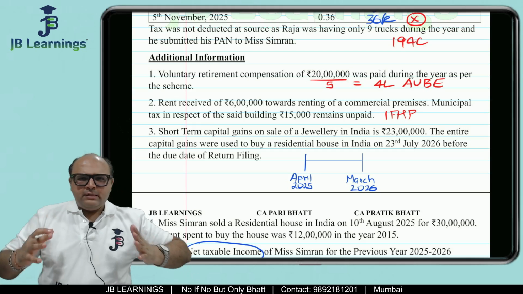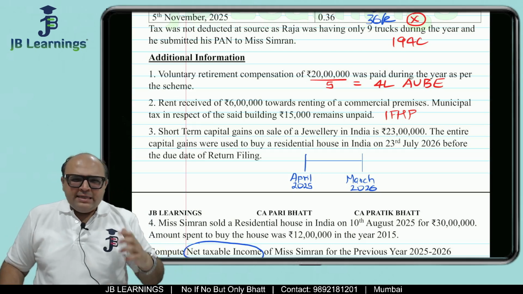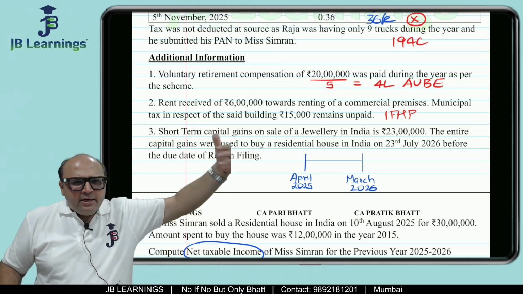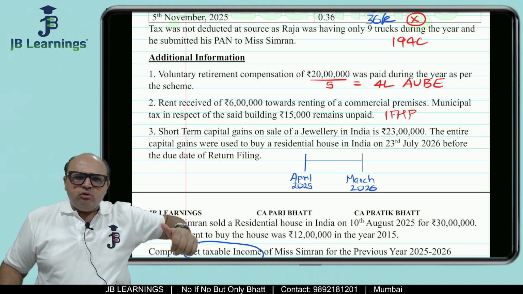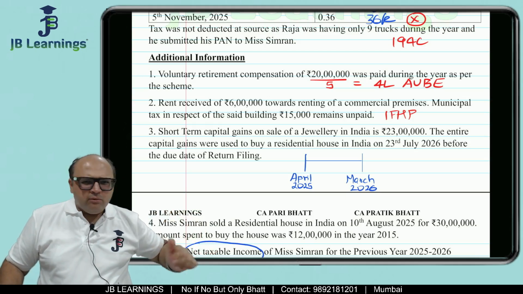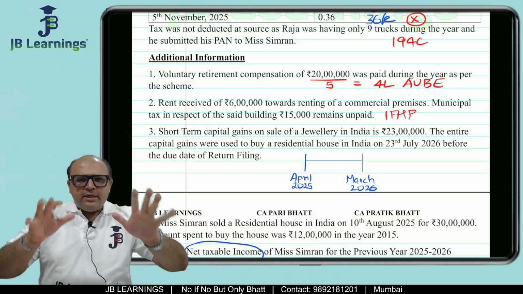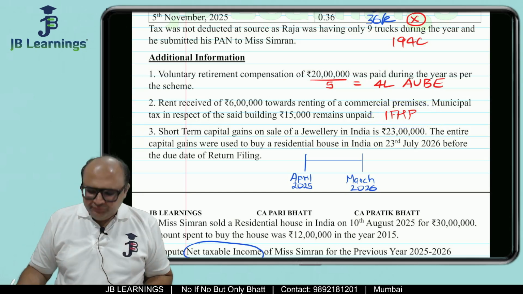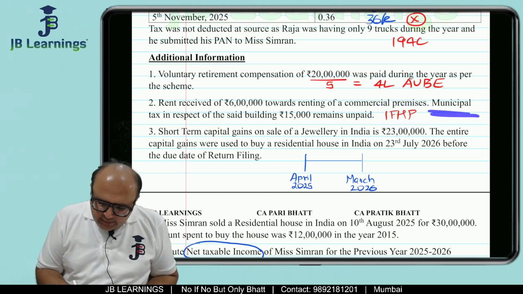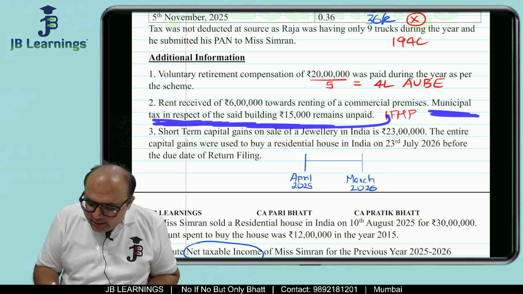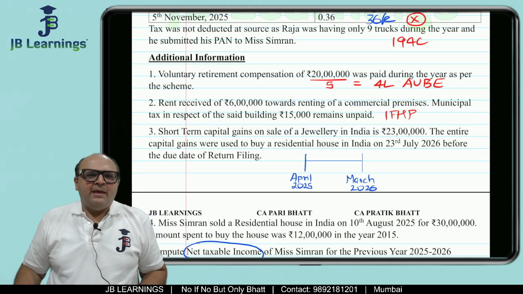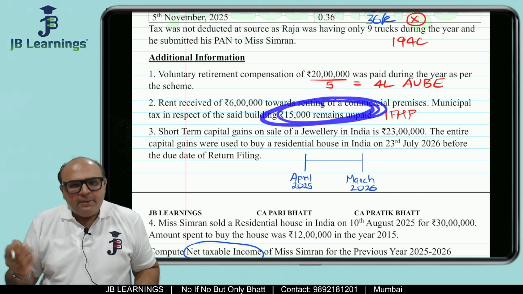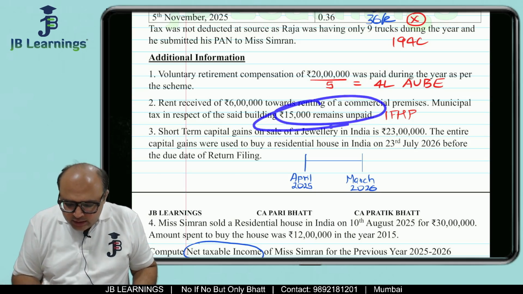Supposing I am a professor, right? So my main business is coaching. But as an investment, I have purchased some commercial property and I have rented that commercial property. So will renting become my business? No. So even if a rented commercial property is given in the question, it would be IFHP only. Municipal tax in respect of the said building remains unpaid. So friends, in house property, if municipal tax is not paid, then it is not allowed as a reduction, correct?